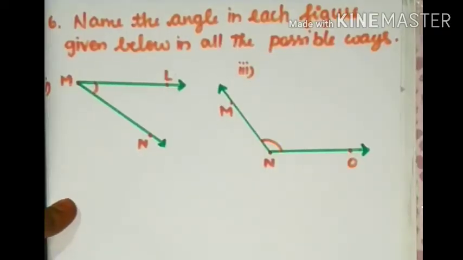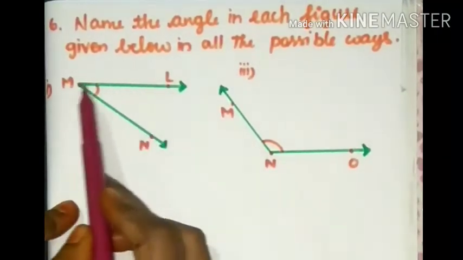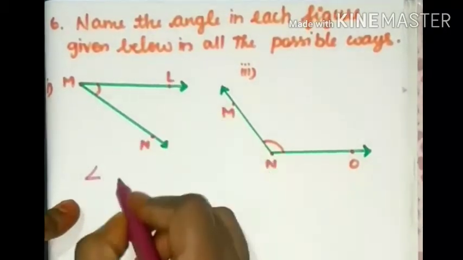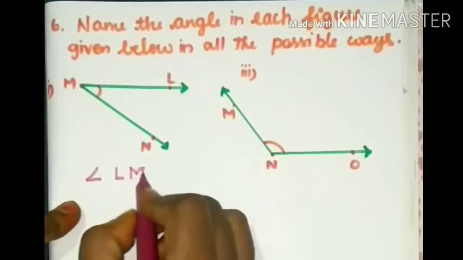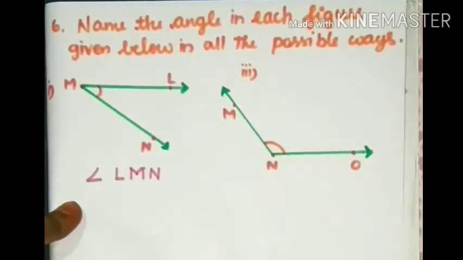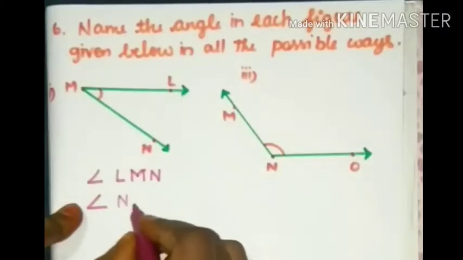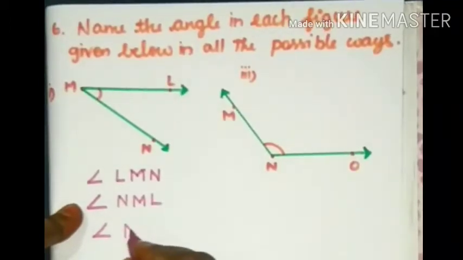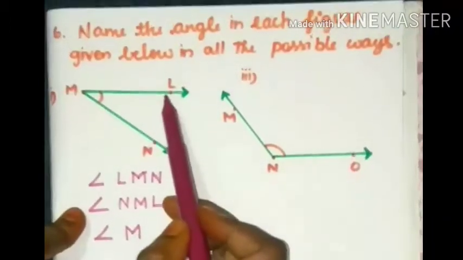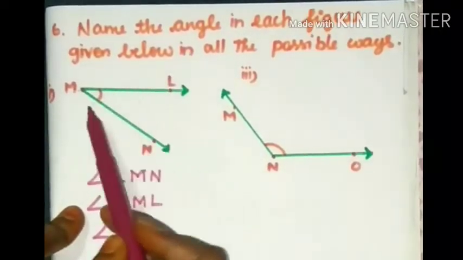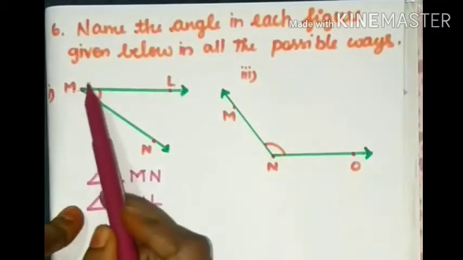Sixth one. Name the angle in each figure given below in all the possible ways. See, the given figure represents L, M, N. See, angle LMN. The other way is angle NML. Then angle M. Students, it's clear, no? Angle LMN and angle NML. Then angle M at the vertex point.